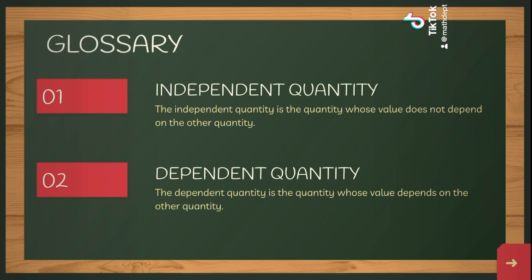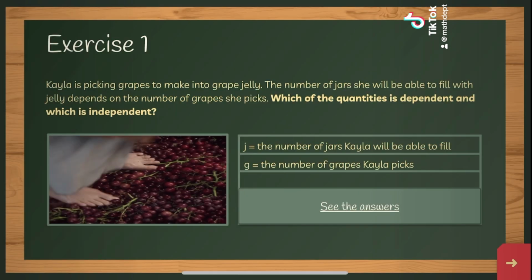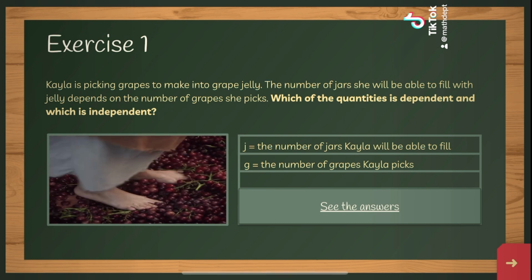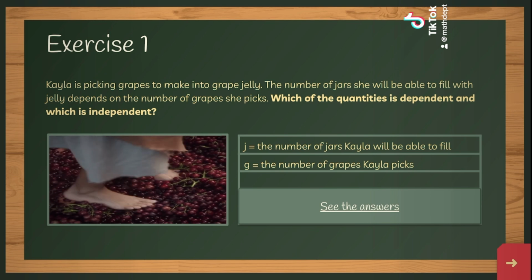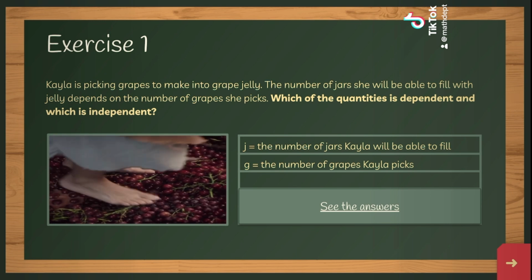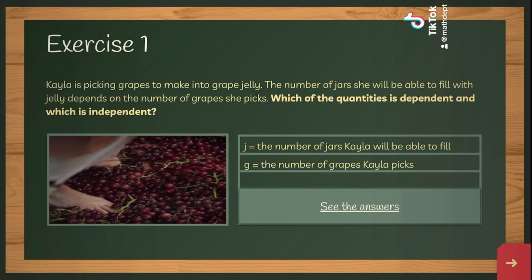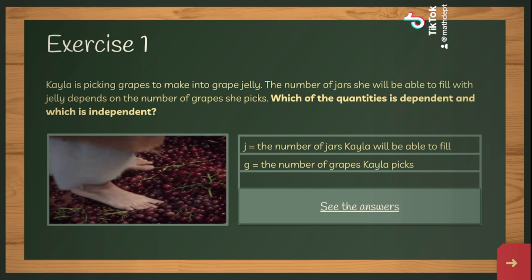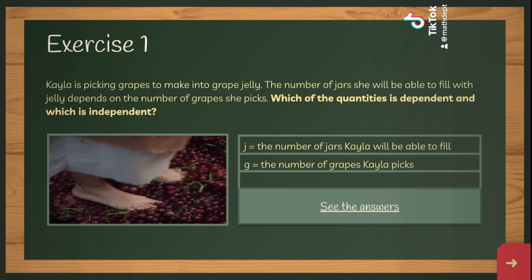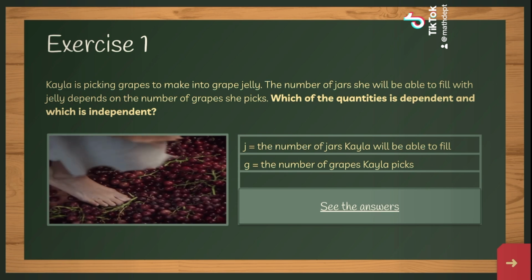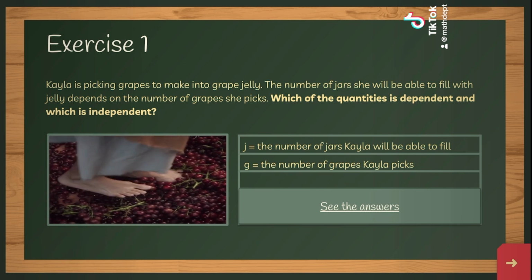To better understand each type of quantity, we'll examine a few word problems now. Kayla is picking grapes to make grape jelly. The number of jars she will be able to fill with jelly depends on the number of grapes that she picks. Which of the quantities is dependent and which is independent? Let J equal the number of jars Kayla will be able to fill, and G equal the number of grapes Kayla picks.